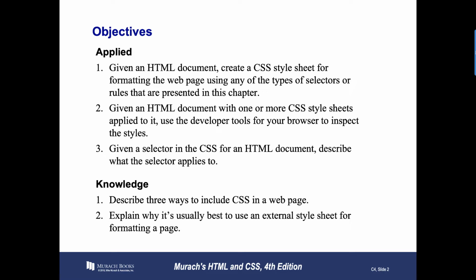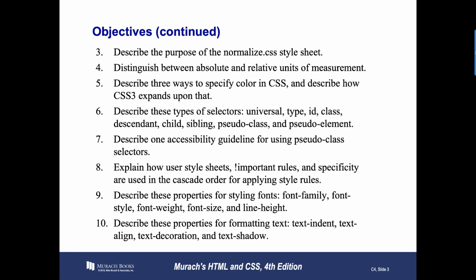As far as knowledge objectives, describe three ways to include CSS in a web page. Number 2, explain why it's usually best to use an external style sheet for formatting a page. Can't reinforce that one enough. Number 3, describe the purpose of the normalize.css style sheet. Number 4, distinguish between absolute and relative units of measurement. Number 5, describe 3 ways to specify color in CSS and describe how CSS3 expands upon that.